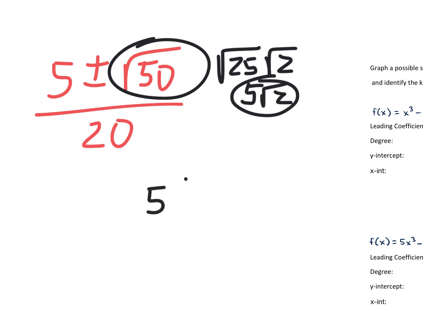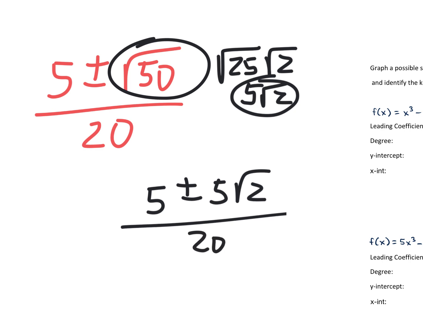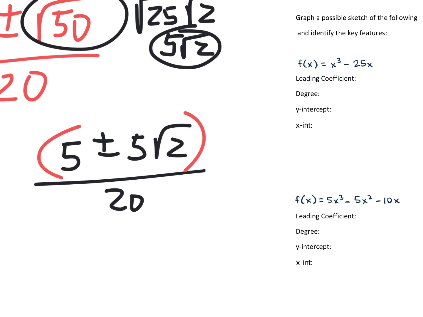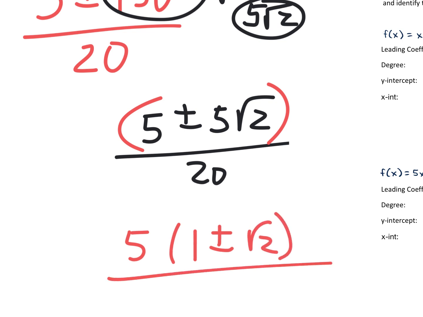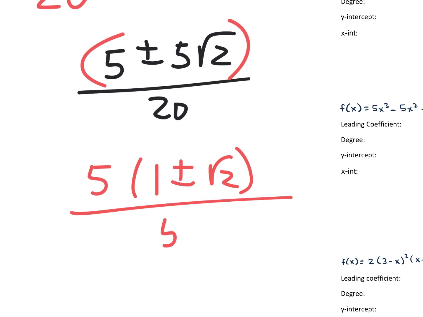Now I got 5 plus minus 5 root 2 all over 20. Then this part here factors, and if you can factor it, you should. So that factors out, and then you got 1 plus minus square root of 2 all over 20. But instead of 20, I'm going to write 5 times 4. Notice I didn't cancel yet. A lot of people cancel too early. Only when you've got a 5 on the top and a 5 on the bottom, then you cancel, and there's your answer.